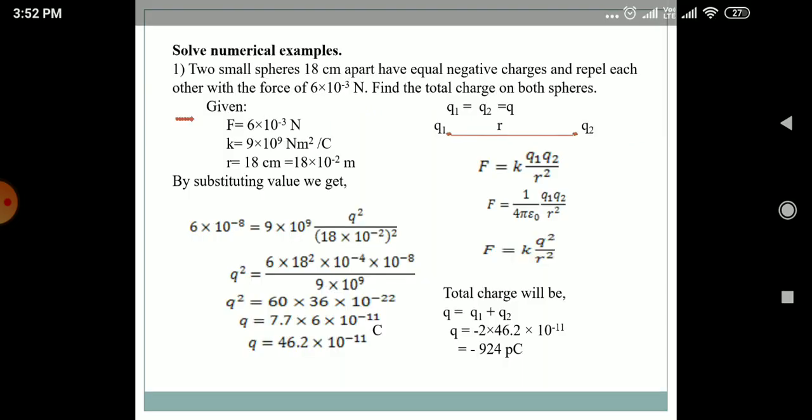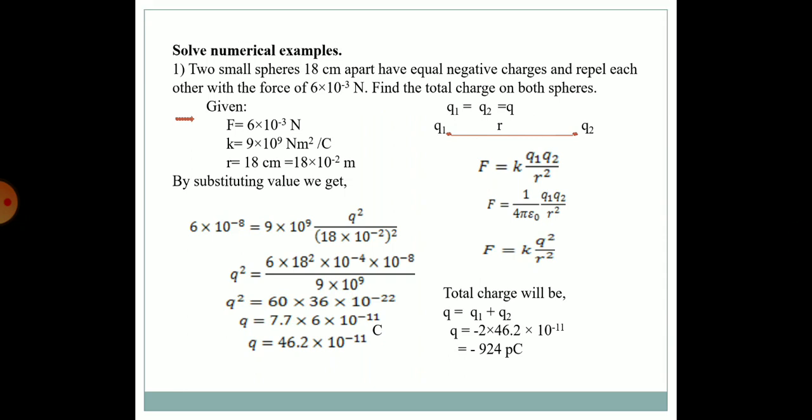Hello everyone. In this lecture we are going to study electrostatics numericals from question number 3 in your textbook. Solve numerical examples. In that, first: two small spheres 18 centimeter apart have equal negative charges and repel each other with the force of 6 into 10 raised to minus 3 Newton.